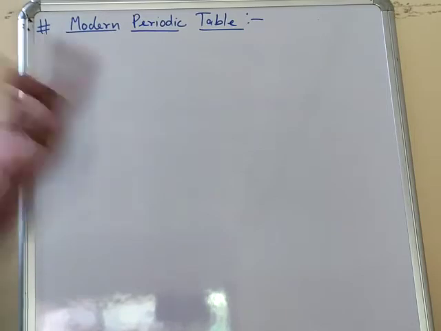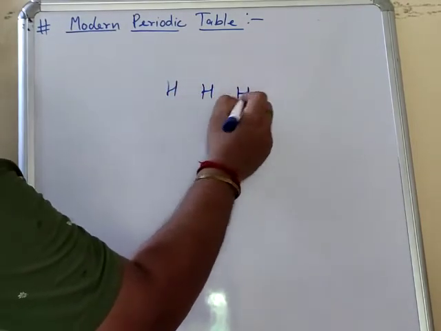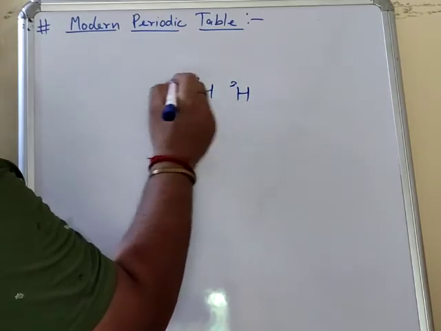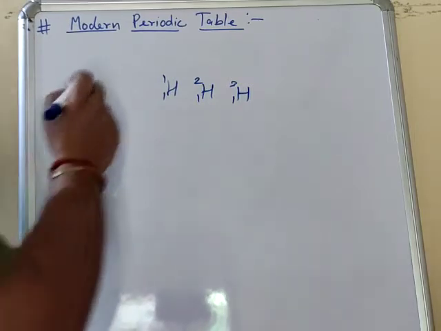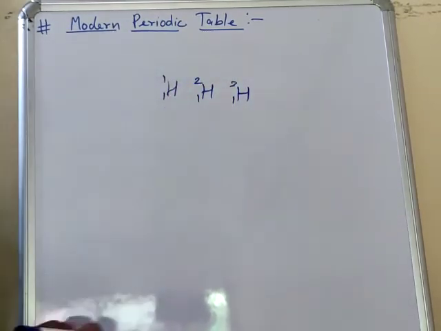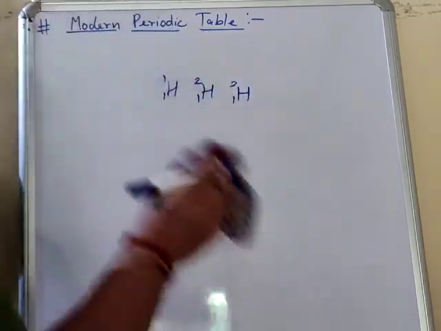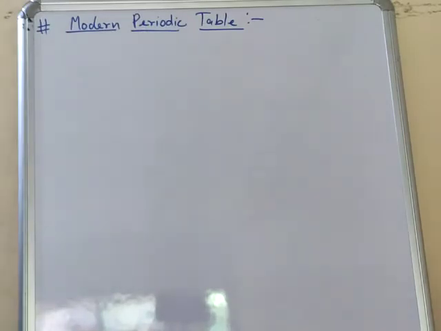If you are classifying the elements on the basis of atomic number, like there are 3 isotopes of hydrogen, we are not classifying on the basis of atomic mass, we are classifying on the basis of atomic number. So the atomic number is the same, so there is no problem for positioning the isotopes, because all isotopes contain the same atomic number, so there will be one place for that element.